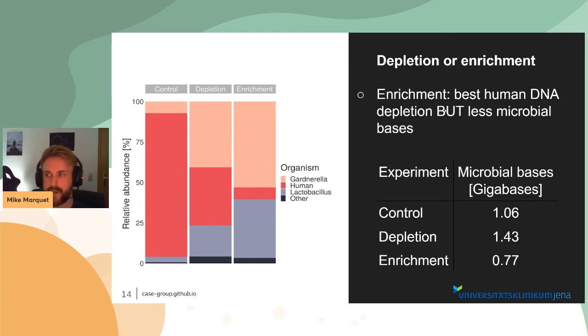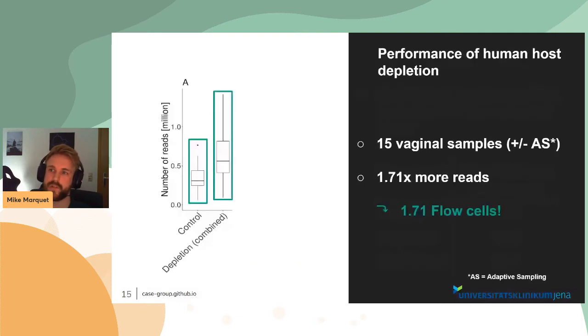So now you would guess, okay, best for human DNA depletion is the enrichment, but we further analyzed our data and we counted the microbial bases, and we found that enrichment yields only 0.77 gigabases of microbial bases, which is very few in comparison to the depletion experiment and the control experiment. So also from a logical standpoint, if you get an unknown sample, you don't know what to enrich, but you know that there's human DNA contamination. So the logical thing is you go for human DNA depletion. And that's also what we did for the following experiments.